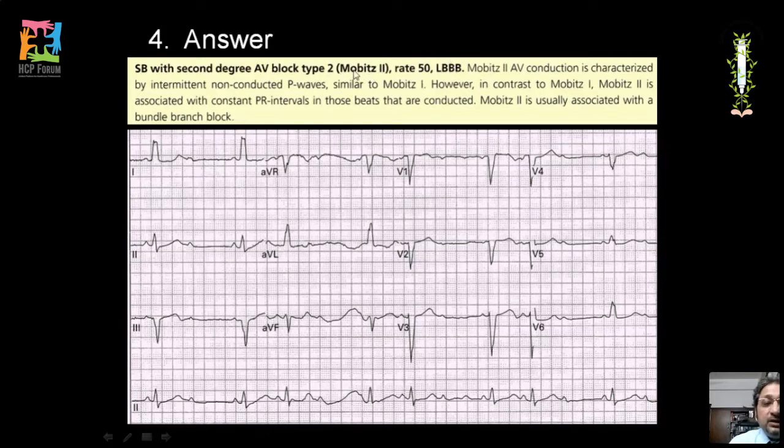Now, what is the difference between Mobitz type 1 and Mobitz type 2? Mobitz type 2 will also have intermittent non-conduction of the P wave, but here in Mobitz type 2, the PR interval will be constant in those beats that are conducted, in contrast to Mobitz type 1, where there is a gradual prolongation of the PR interval.